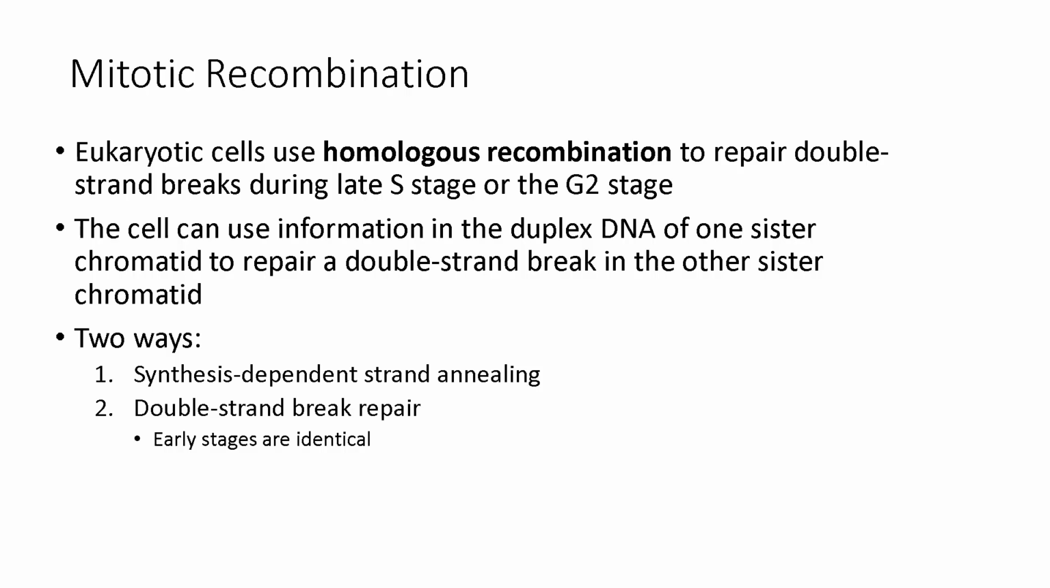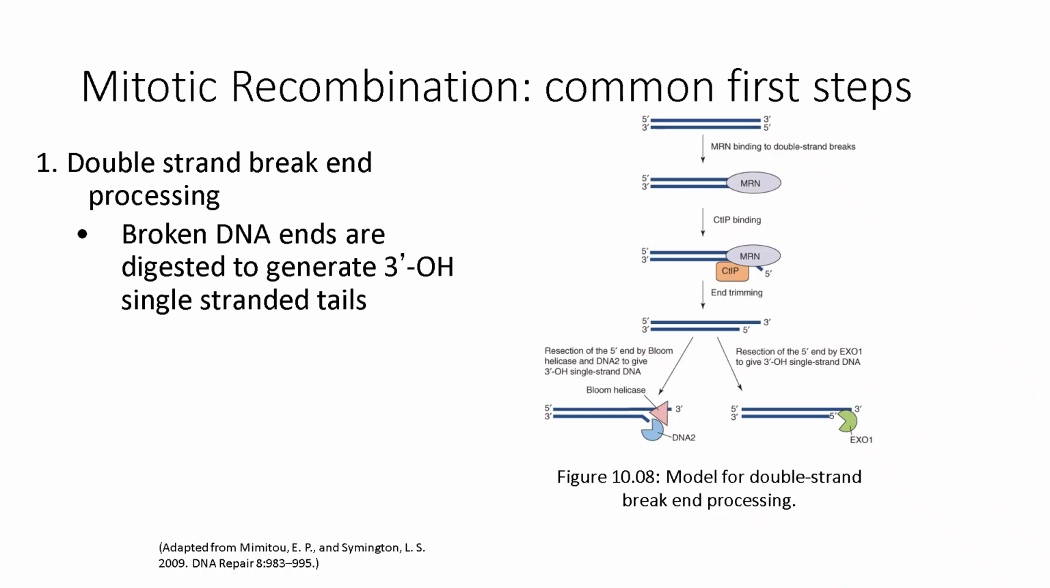The cell uses one of two homologous recombination pathways: synthesis-dependent strand annealing or double-strand break repair. Both pathways begin with similar early steps, including resection of the break and strand invasion, but diverge in how they complete the repair.